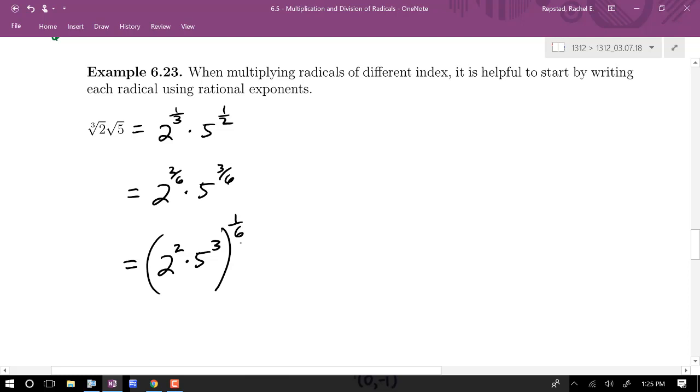If you do a quick check, you should see that these are equal. We've done a bunch of problems where we started with an expression like this and went this way. We would distribute this across the product, and that would bring us back there. So this is the 1/6 power of this product. That means it's the 6th root of that product.